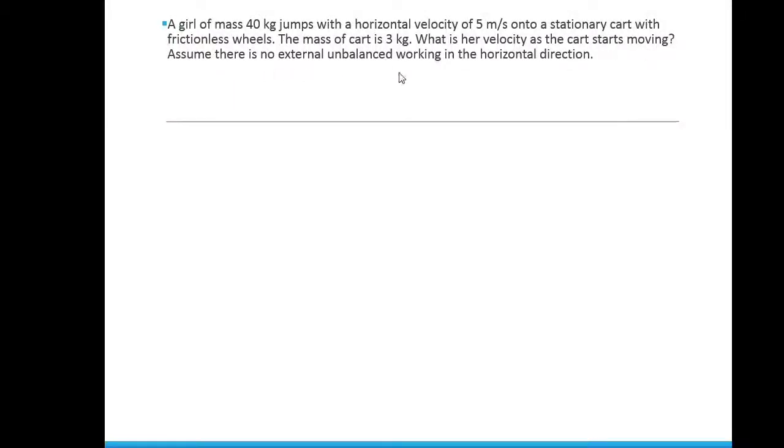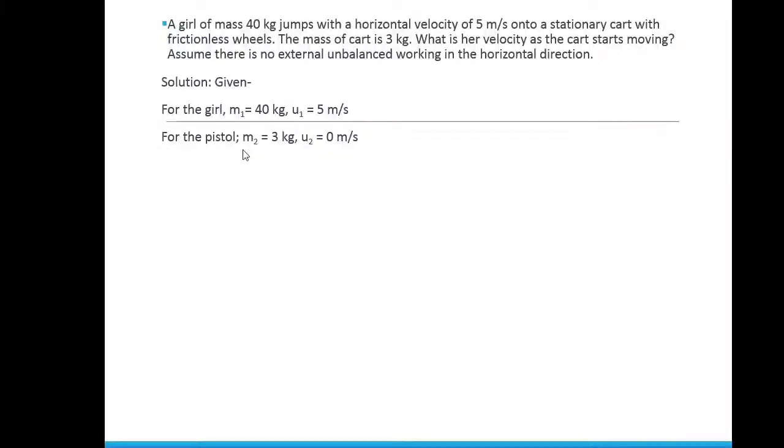Assume there is no external unbalanced force working in the horizontal direction. So, solution. First, here also once again we have two bodies, one is the girl and the other is the cart or the skateboard. For the girl, m1 is equal to 40 kg, her mass is 40 kg and her initial velocity is 5 meter per second.